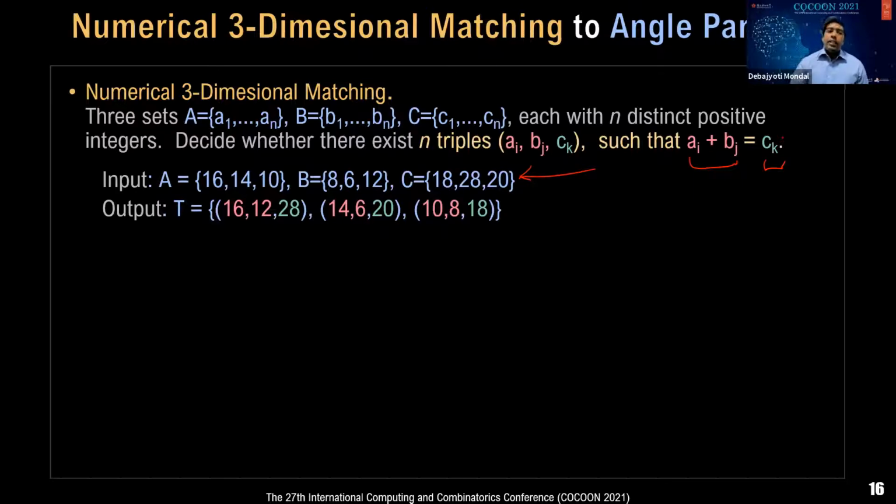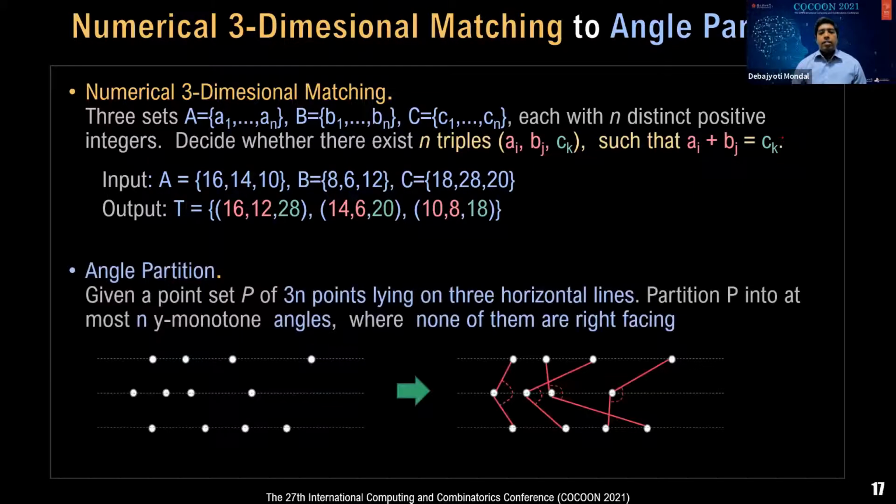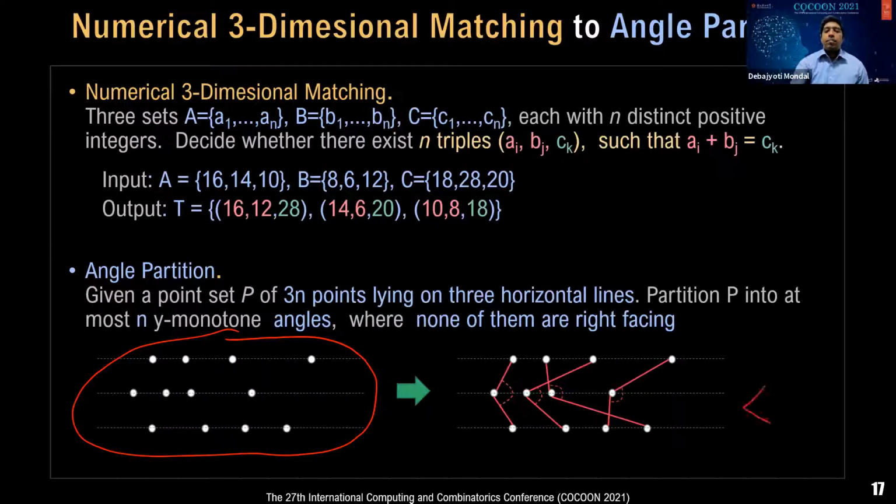We want to reduce this to the angle partition problem, which is as follows. You have three endpoints on a line, as you can see here, and the task is to find y-monotone angles. You can see here we have a bunch of angles, and there is another constraint that none of these angles can be right facing. So what does it mean? Every angle should point towards the left. It will contain this ray going to the right.